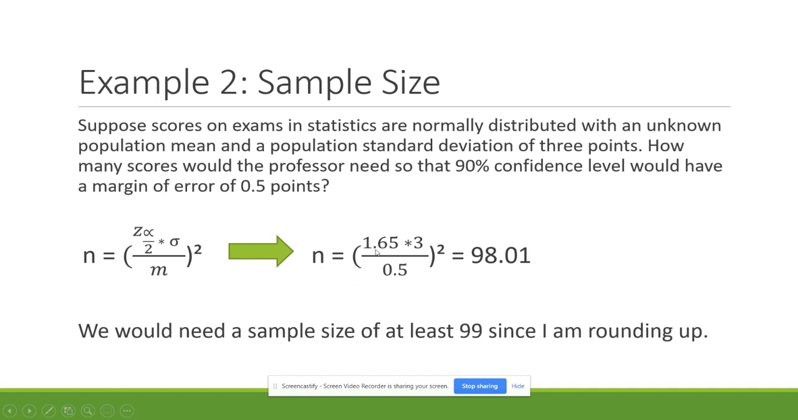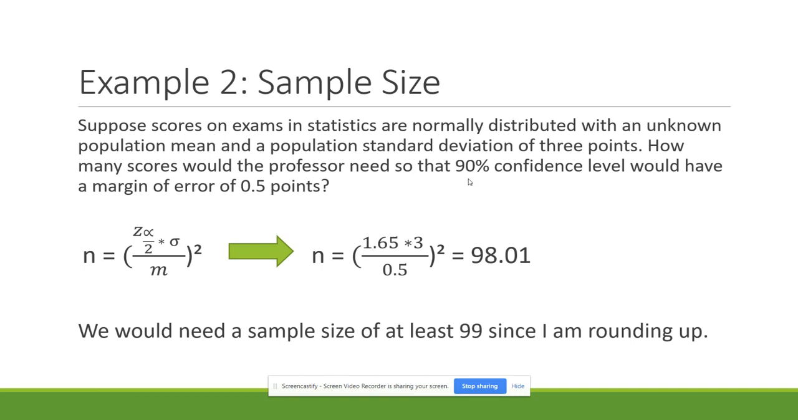So n equals 1.65. That 1.65 is 90% level of confidence. I'm not sure if people are realizing this, but as your confidence levels go up, your critical values go up because this is 90%. It's a lower critical level and it's 1.65. So my population standard deviation was 3 points. So I put times 3 and I divide it all over 0.5 because that was my margin of error. And then I square it. So my answer is 98.01.